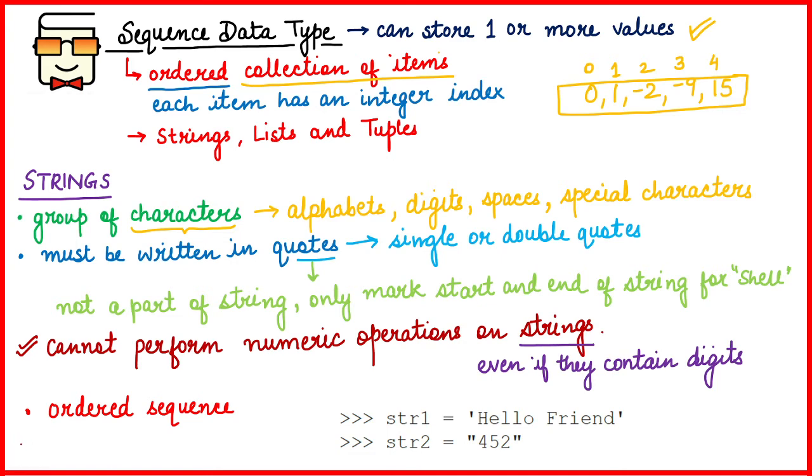So strings are the sequence data type which definitely contain one or more values, but what is the type of value it will contain? It will contain either alphabets or digits or spaces or special characters. That means any combination of these four. Any of them can be missing or all of them can also be present, so any combination of these characters.